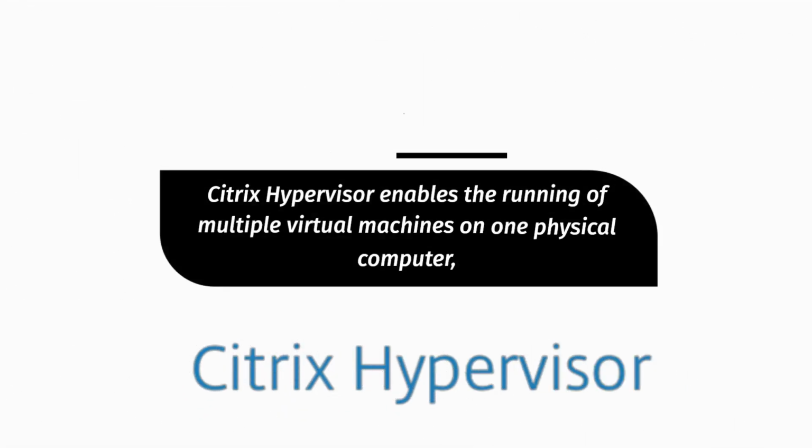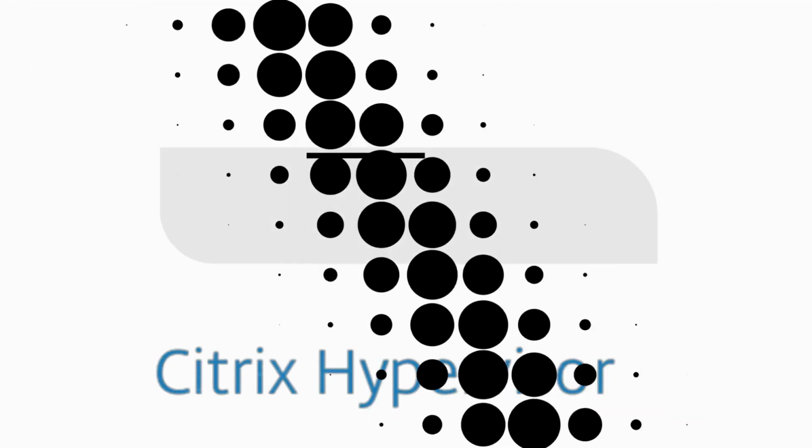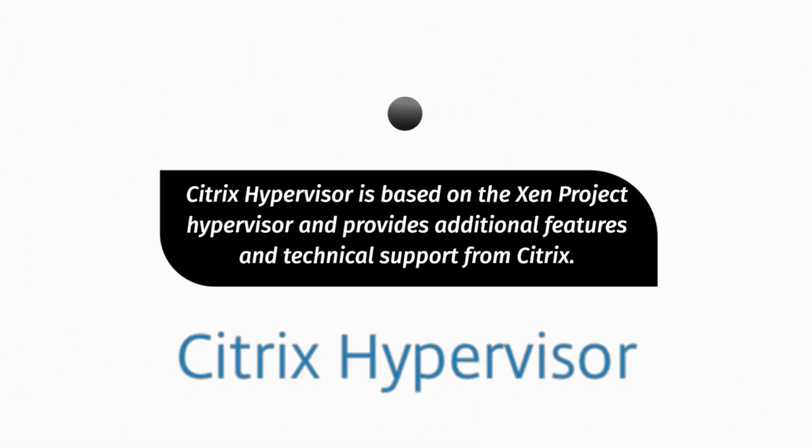Citrix Hypervisor enables the running of multiple virtual machines on one physical computer, with the program executed on them isolated from the host hardware resources. This application is compatible with both PCs and servers. Citrix Hypervisor is based on the Zen Project Hypervisor and provides additional features and technical support from Citrix.